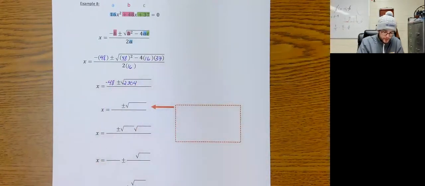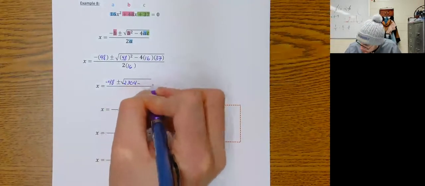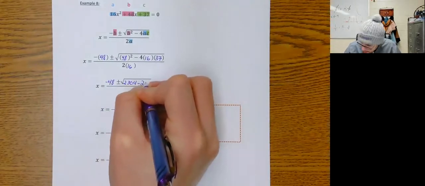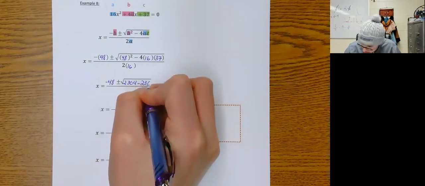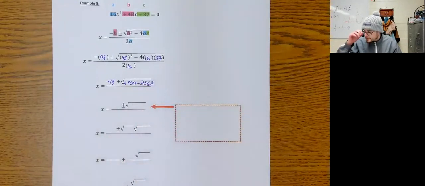2,304, and then negative 4 times 16 times 37. That was not right. Negative 4 times 16 times 37. All right, and we're going to get minus 2,368.